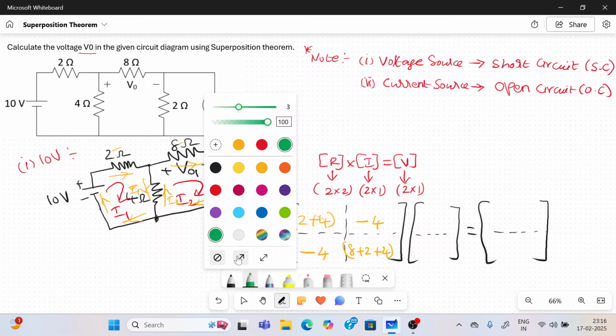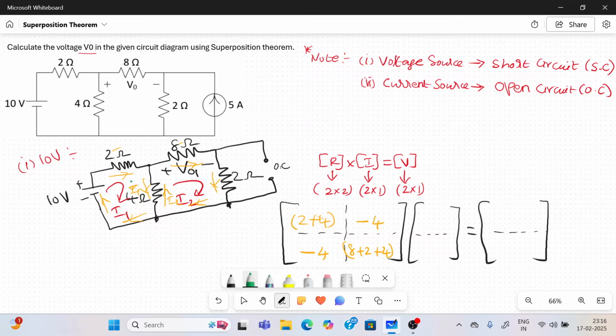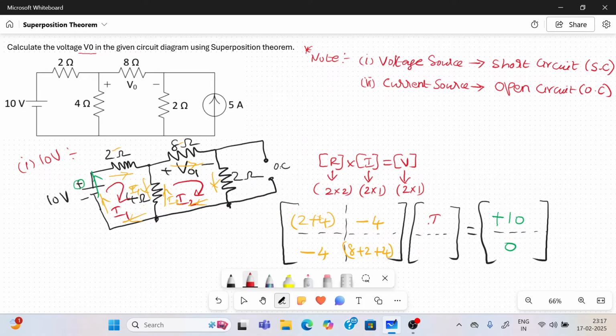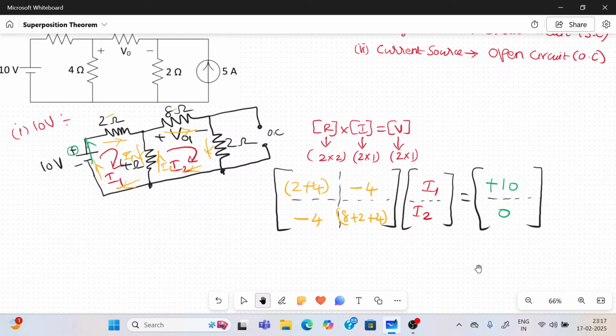And what about the voltage? For this mesh, we are going in the upward direction. The sign is plus, a potential rise. Mesh 2 doesn't have any voltage source, so 0. Here the currents are the mesh currents I1 and I2 only. We have to calculate the currents I1 and I2.